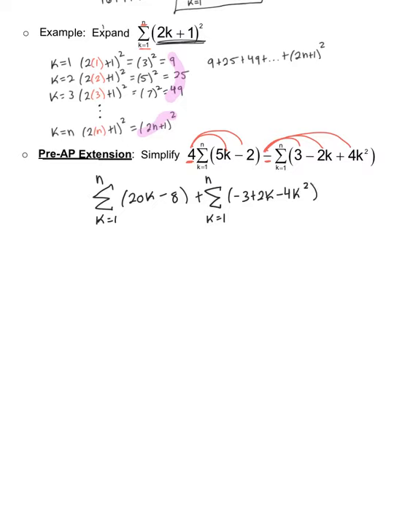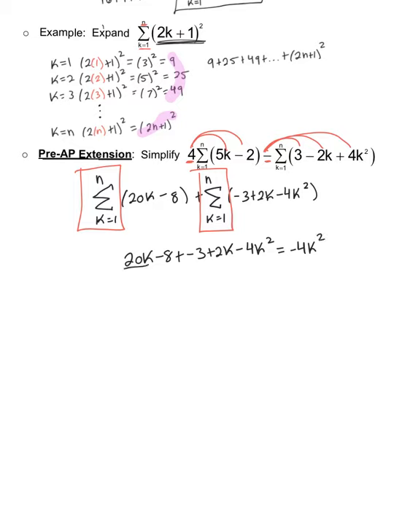Okay, so what's special about this now is notice that your two summation pieces, those are both the same. A special property is that since they're both the same, you can actually combine the sequences that are inside of the parentheses and just write it as one summation. So you're going to take 20k minus 8 plus negative 3 plus 2k minus 4k squared. And then I'm just going to rewrite this and combine my like terms so it's in standard form.